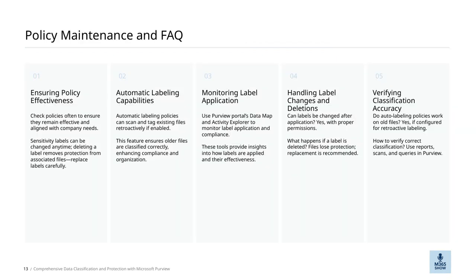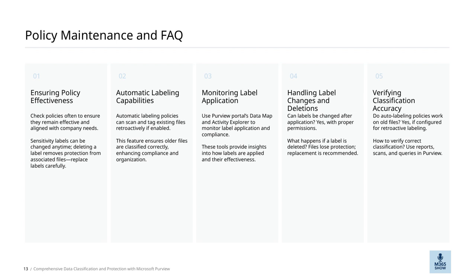Let's talk about policy maintenance and frequently asked questions. First, do auto-labeling policies work on old files? The answer is yes, but only if they are configured for retroactive labeling. This means that older files can be automatically classified if the policy is set up accordingly.